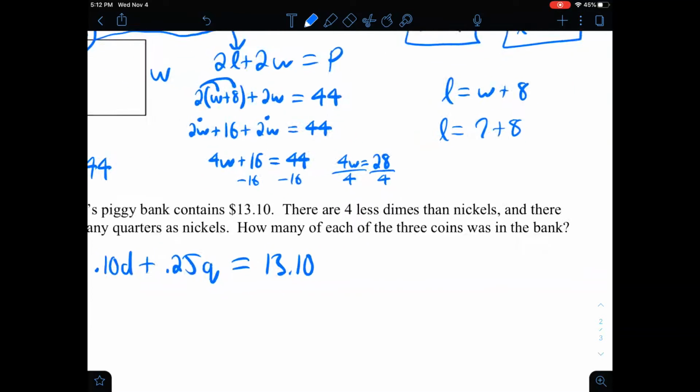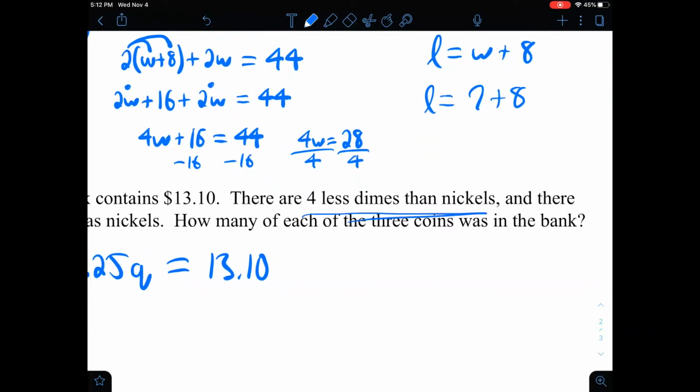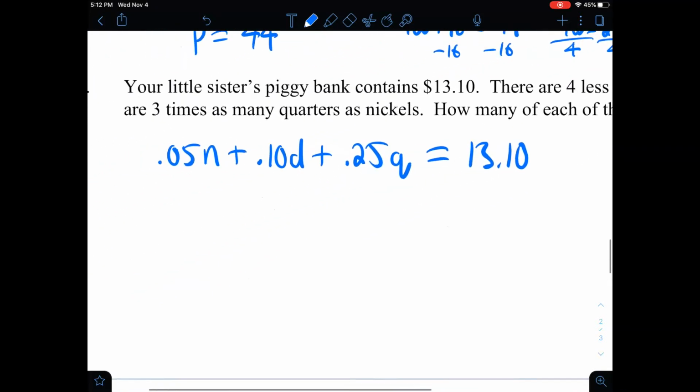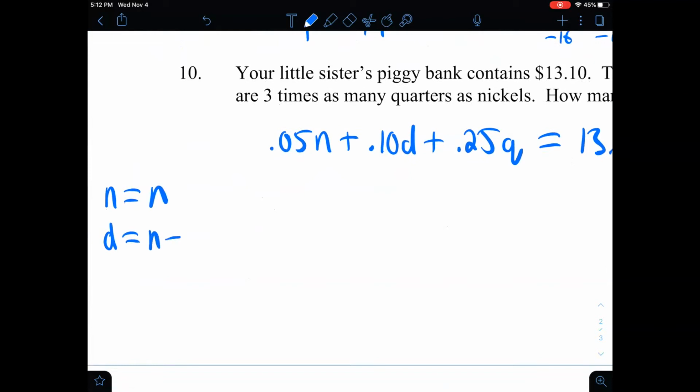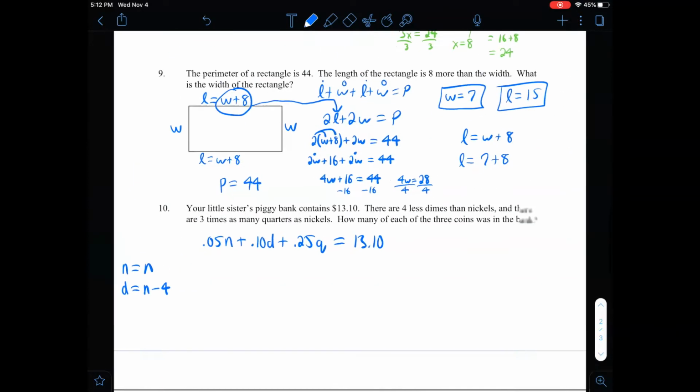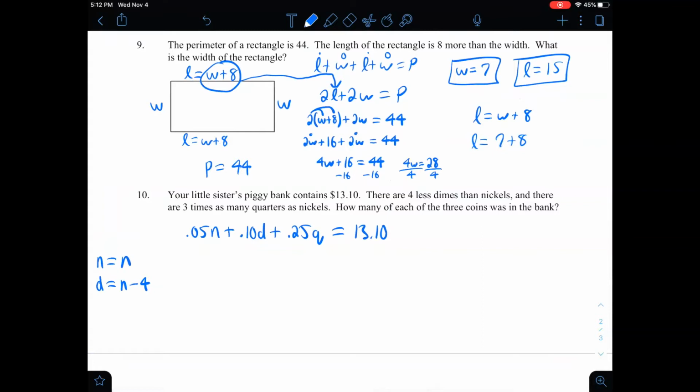Now, dimes, what does dimes equal? It says there are 4 less dimes than nickels. So the dimes is going to be equal to nickels minus 4. Nickels minus 4 is going to be dimes. All right? And it says we have 3 times as many quarters as nickels. Well, 3 times as many quarters as nickels is going to be 3n.